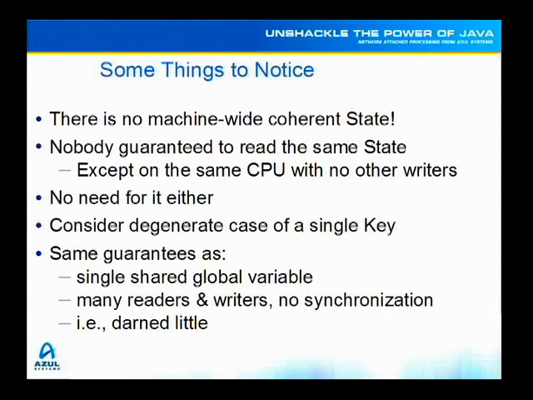So this is sort of what you can think about: consider the degenerate case of a hash table with but a single key. And for that single key, I'm going to provide you the same guarantees as if you had a single shared global variable named that key, and you had a whole lot of readers and writers who are accessing that single shared variable without any synchronization. You just define a global x, and a bunch of people writing into x, a bunch of people reading from x. I give you the same guarantees. If you have a key, and a bunch of people are reading that key, and a bunch of people are writing to that key, you get the same answer out, right? Which is not a whole lot of guarantees. But at least it's volatile.